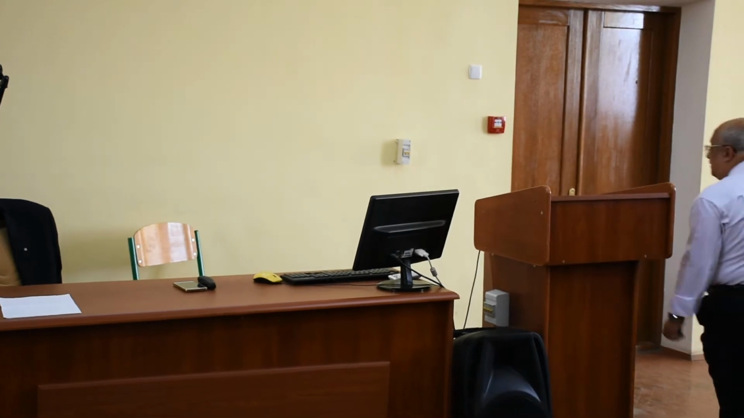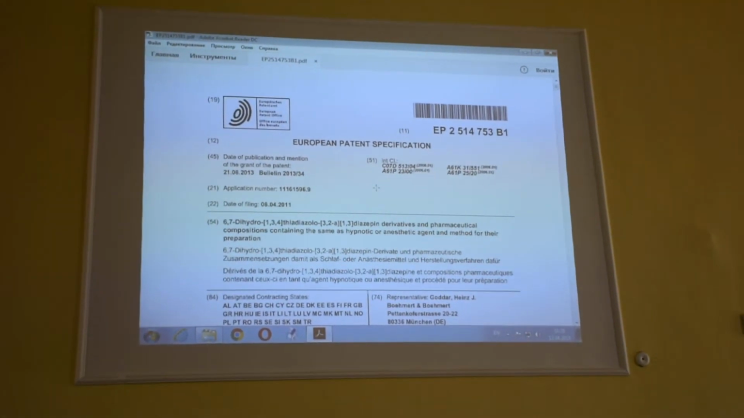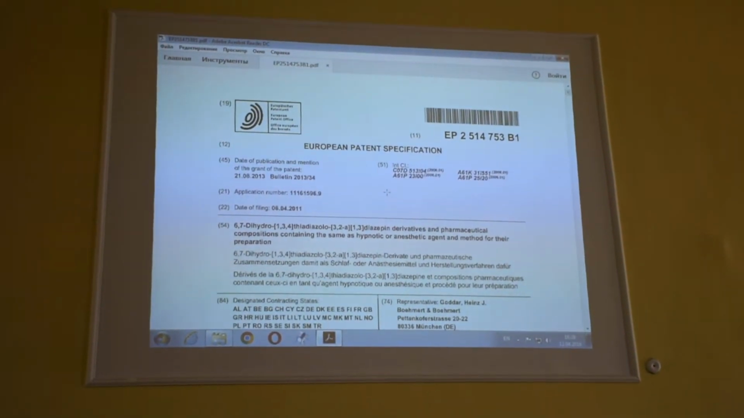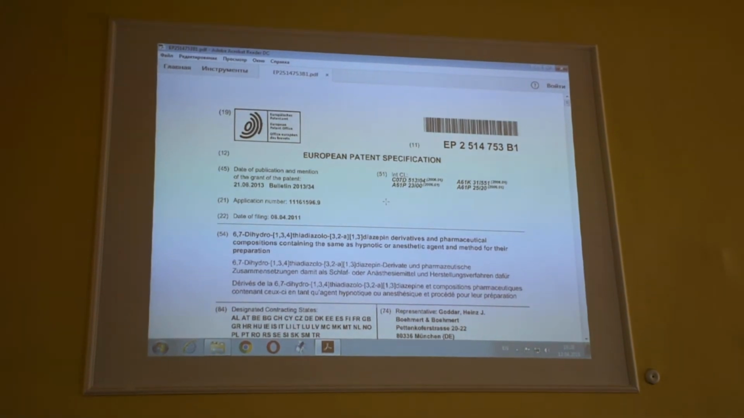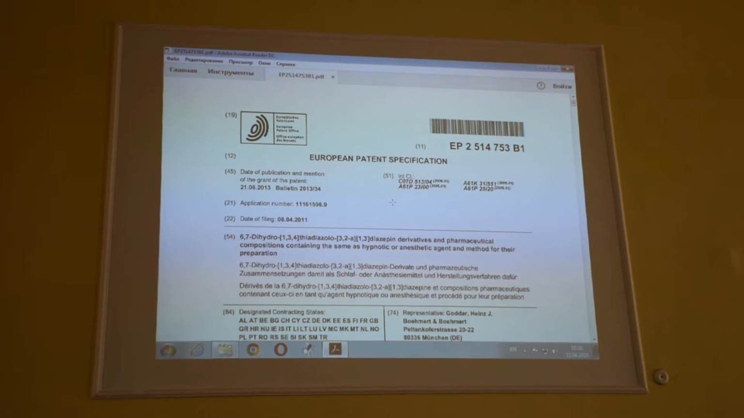Let us take a look on one of those patents to see how it's going to be written. This is one of the European patents. Where is the office of the European patent? It's in Germany and in France.